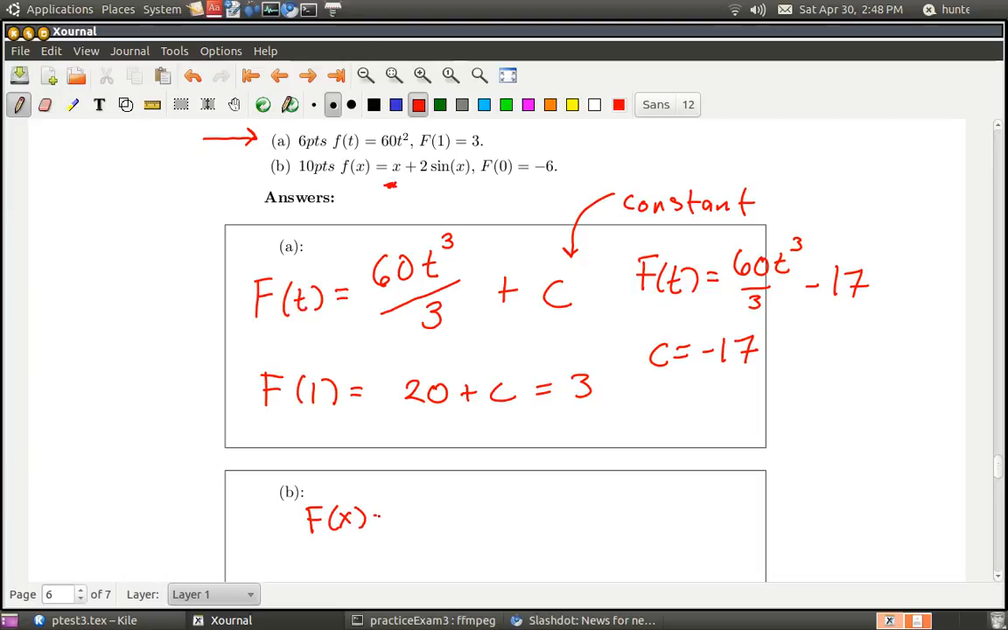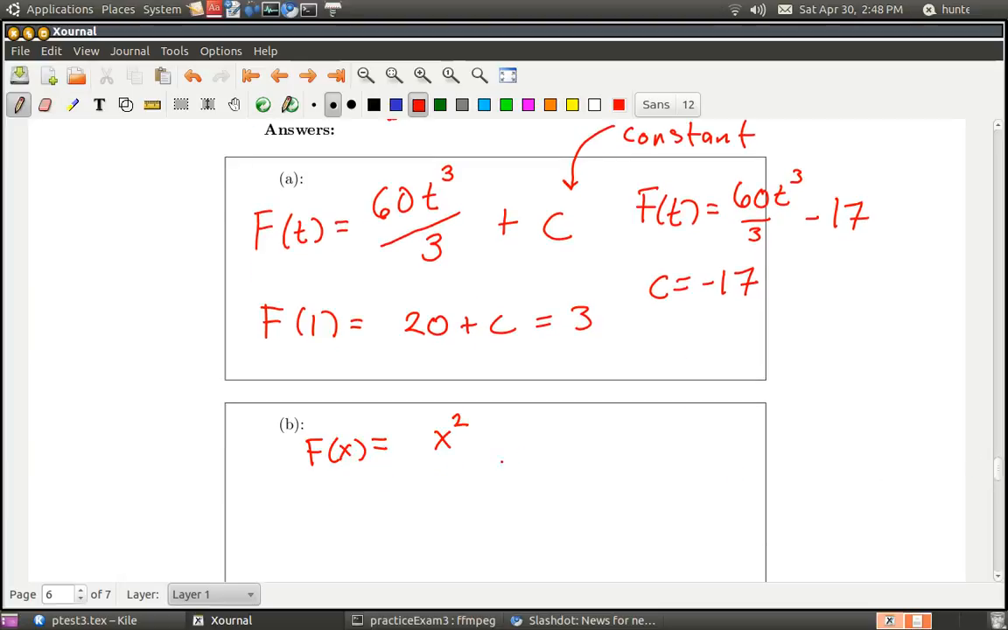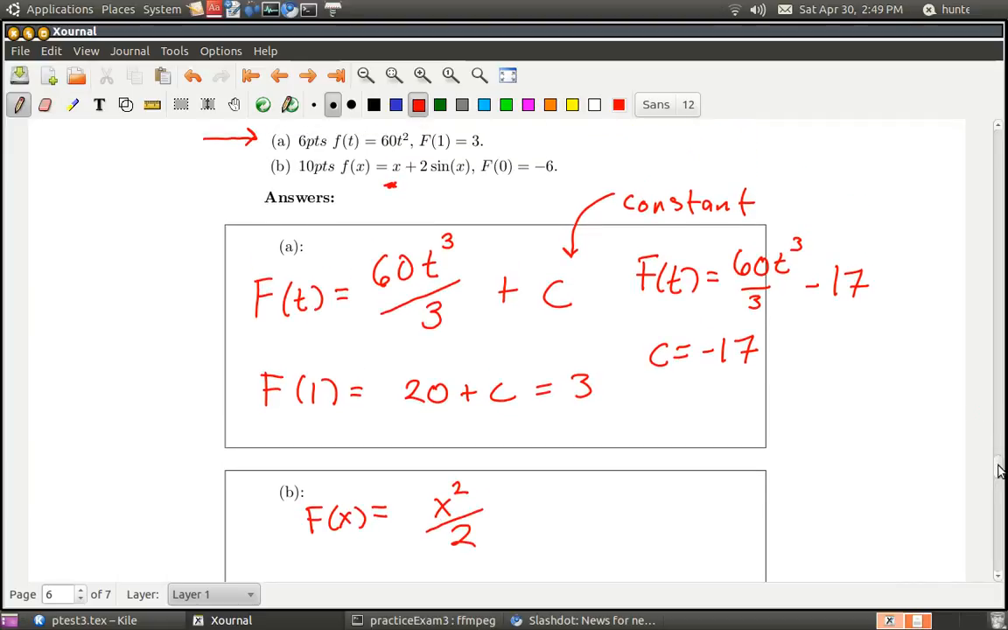The antiderivative of x is going to be: the exponent is going to go up by 1. But we don't want a 2 to pop out when we take the derivative, so we protect ourselves by putting a 2 down like that. And now the derivative of this part is going to be x, so we're good. Now let's worry about this next part.